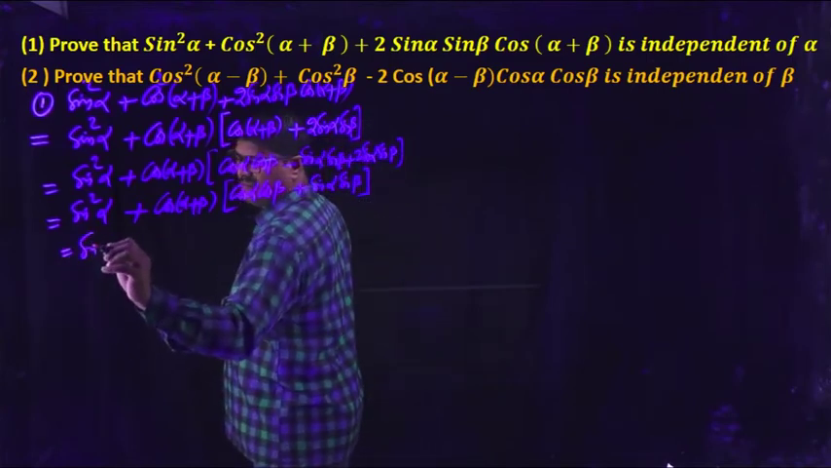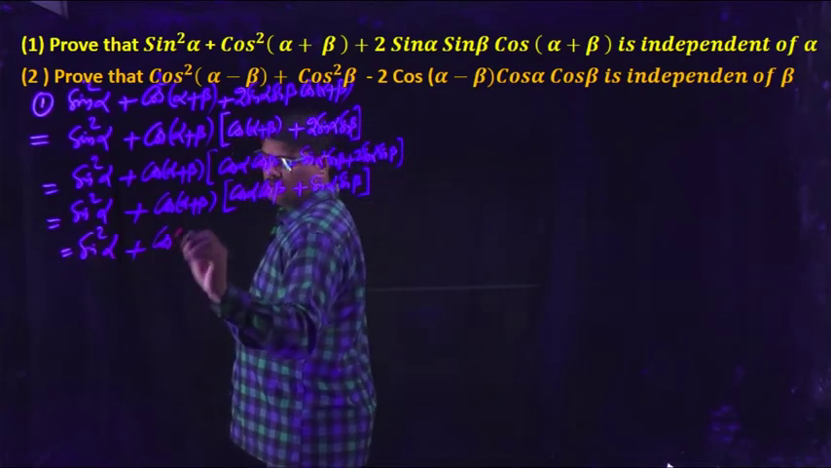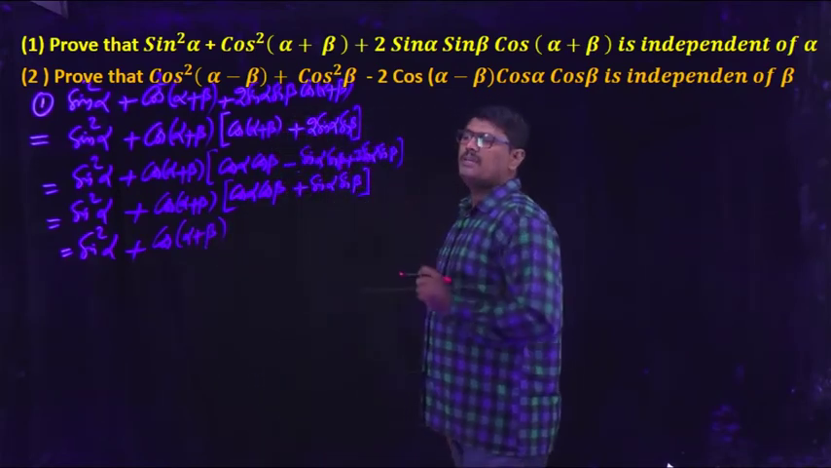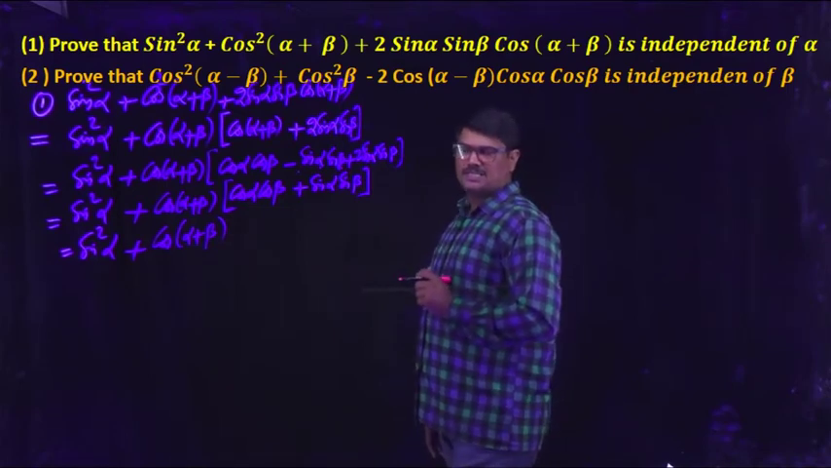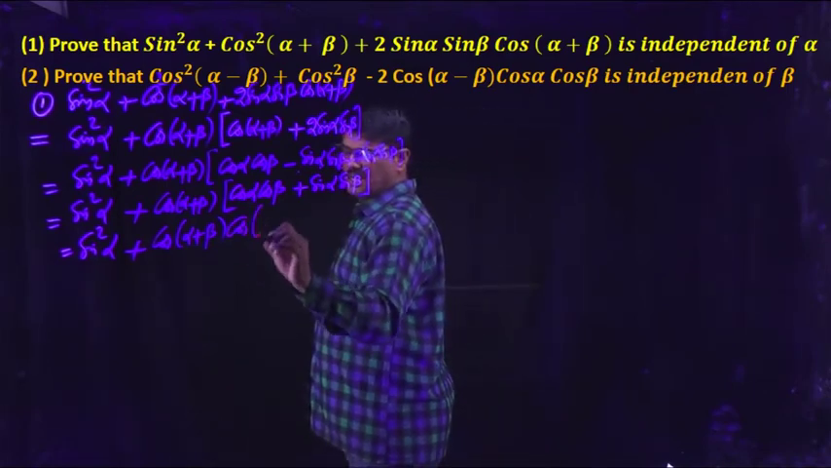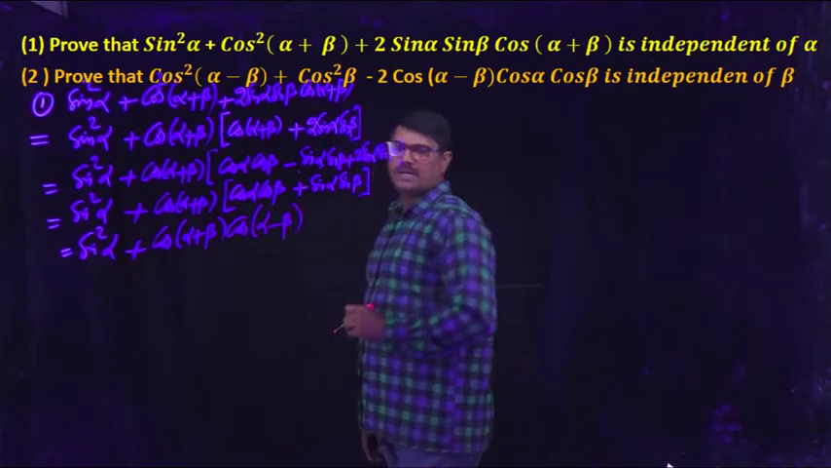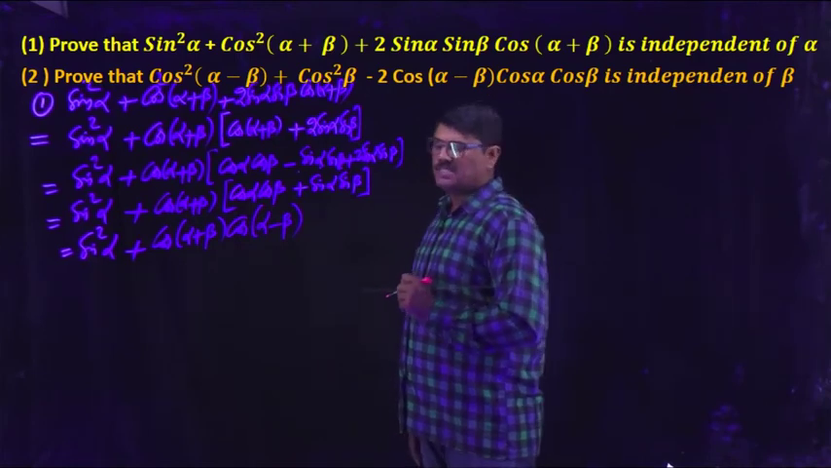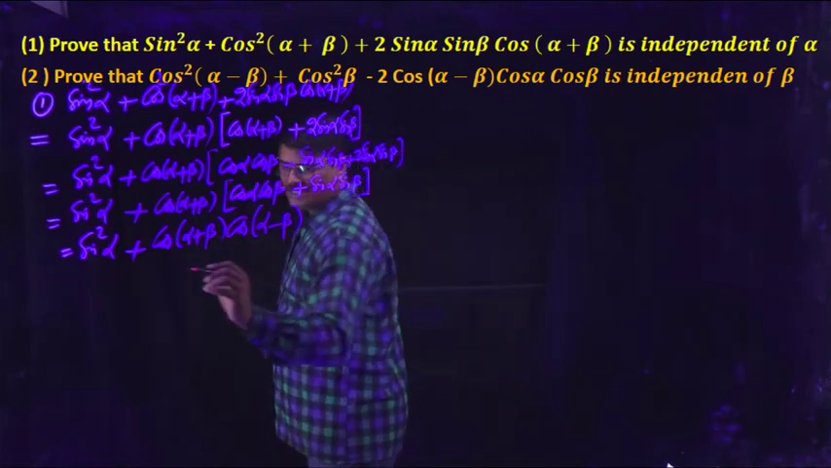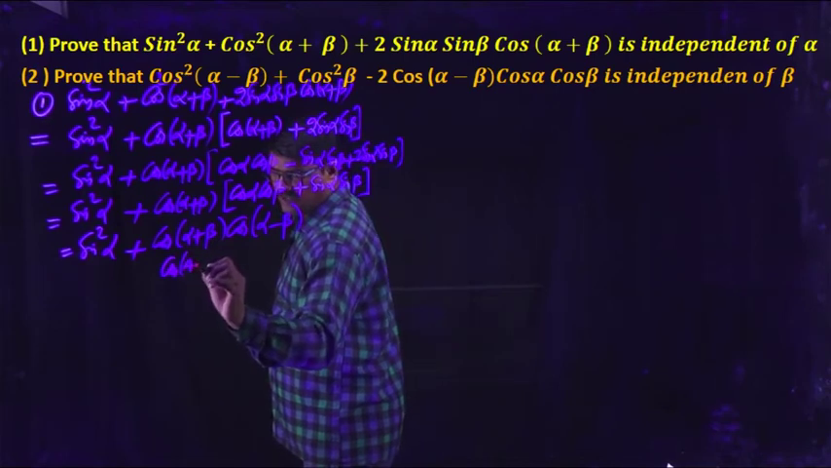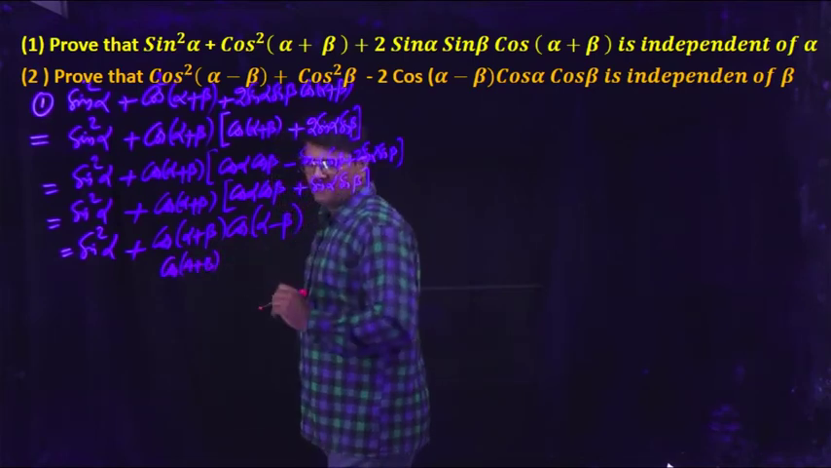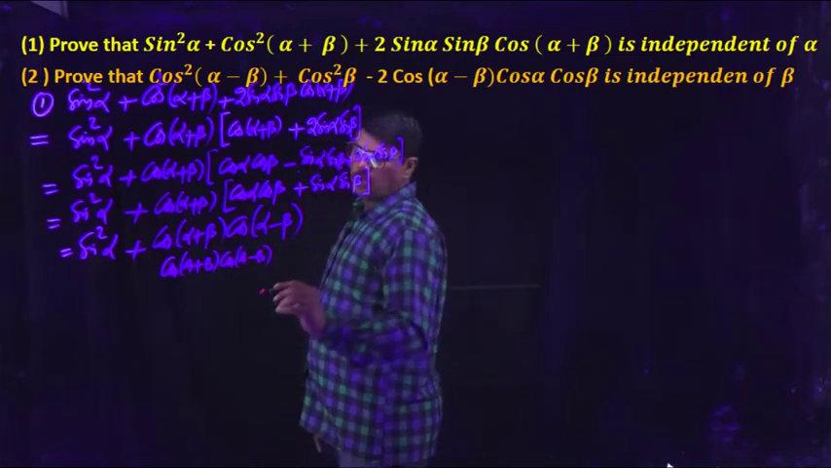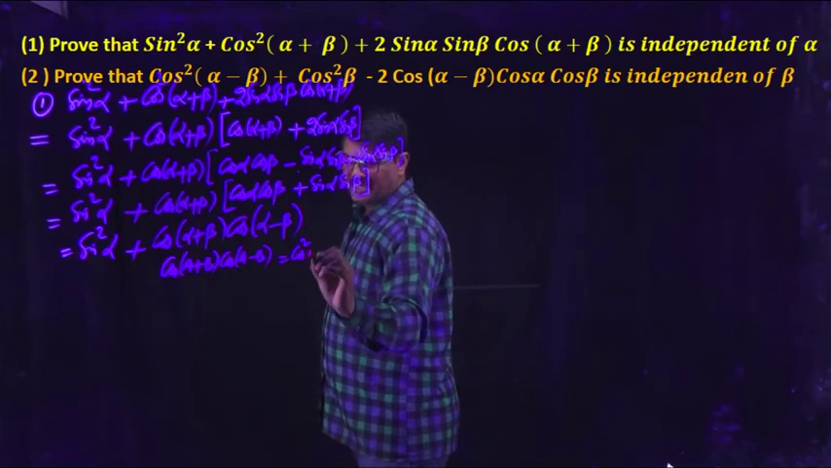Now observe the value in the bracket. We have one formula: cos alpha cos beta plus sin alpha sin beta, which is cos alpha minus beta. These two expressions are like this. Already we discussed some formulas related to this type of expression. This is like cos a plus b into cos a minus b. You can write this as cos square a minus sin square b.